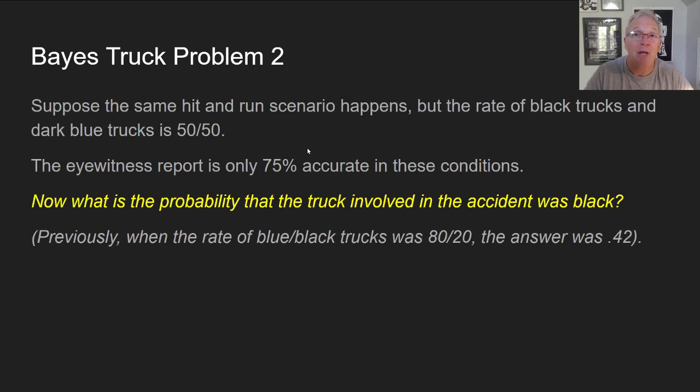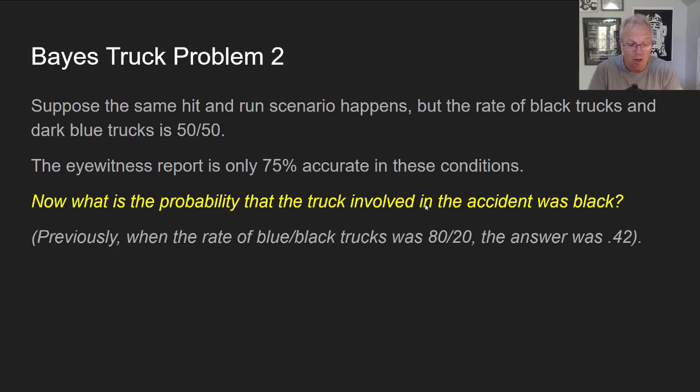Okay, so here's another Bayes truck problem. Suppose we run the same hit and run scenario, but the rate of black trucks and dark blue trucks is 50-50. So in the previous case, we had 80-20. Now suppose trucks are 50-50, and we'll keep the eyewitness's reliability the same. So suppose the eyewitness is still 75% accurate in these conditions. So now we'll ask the same question. What's the probability that the truck involved in the accident was black? Previously, when the rate of blue-black trucks was 80-20, the answer came out to be 0.42. What's going to happen here?